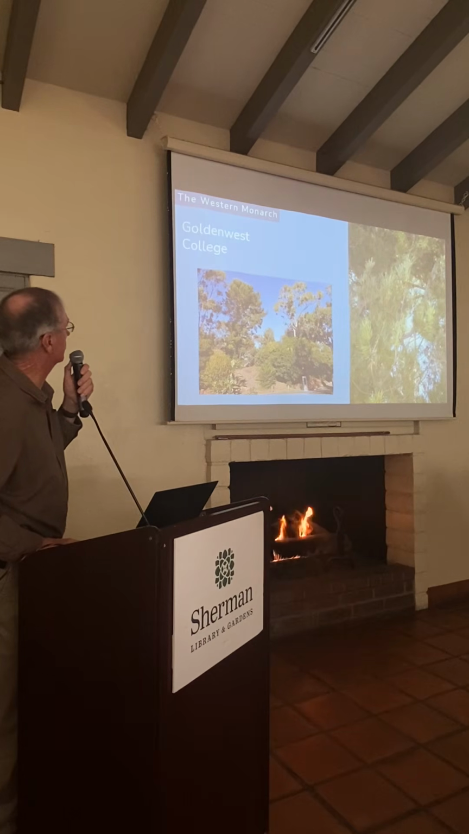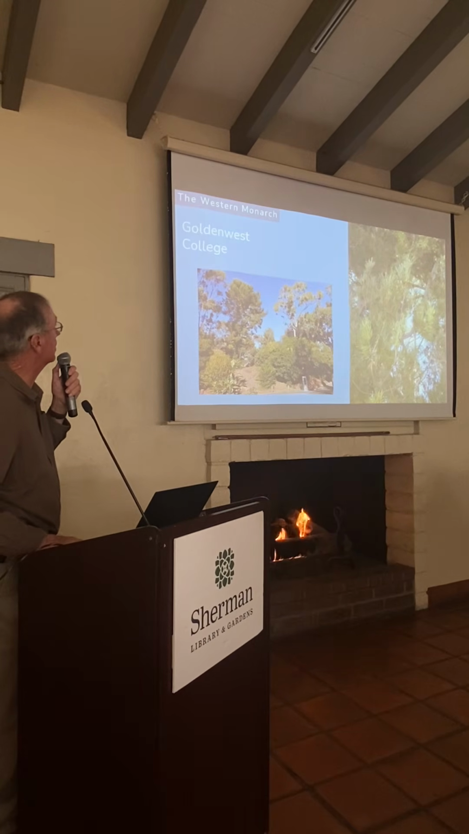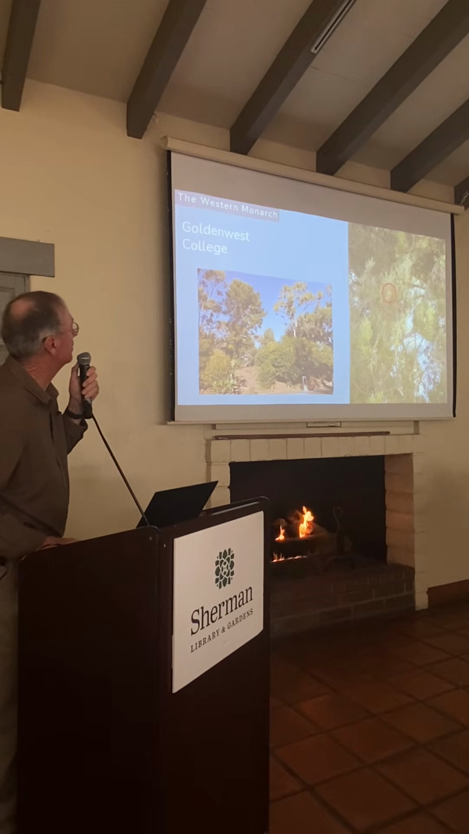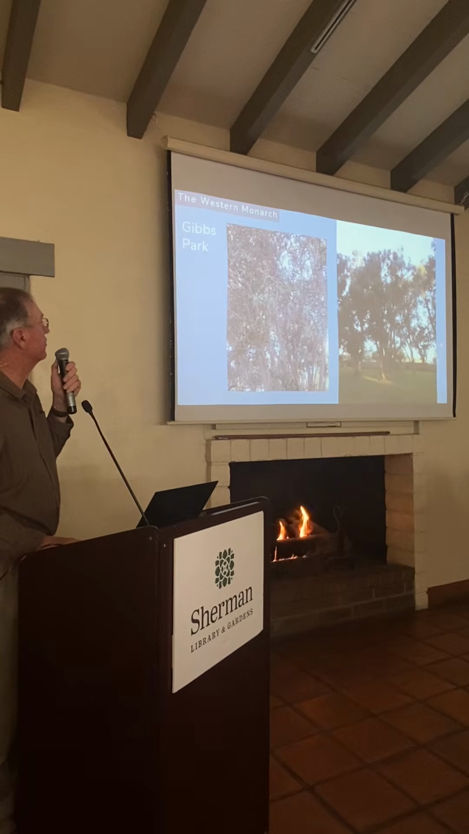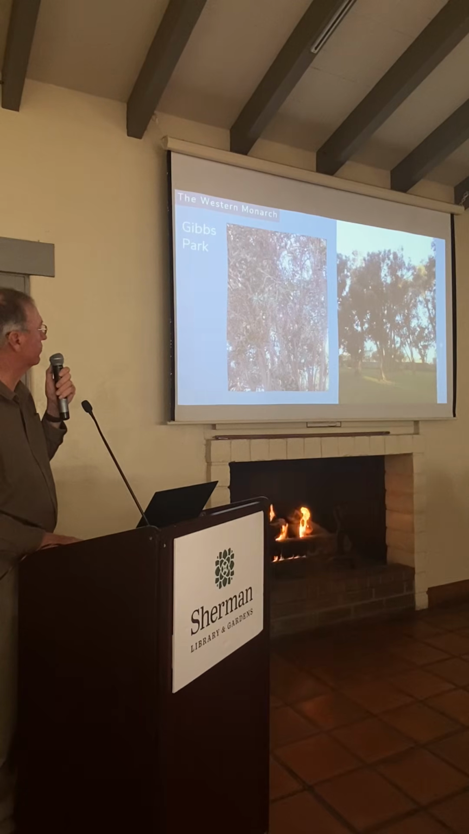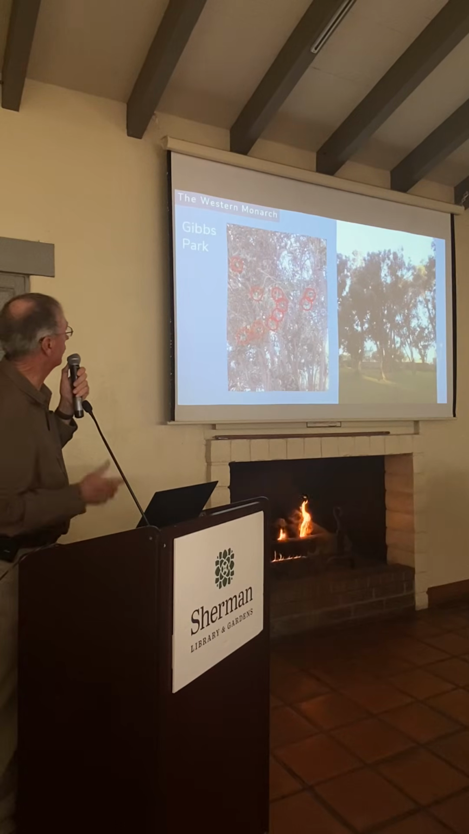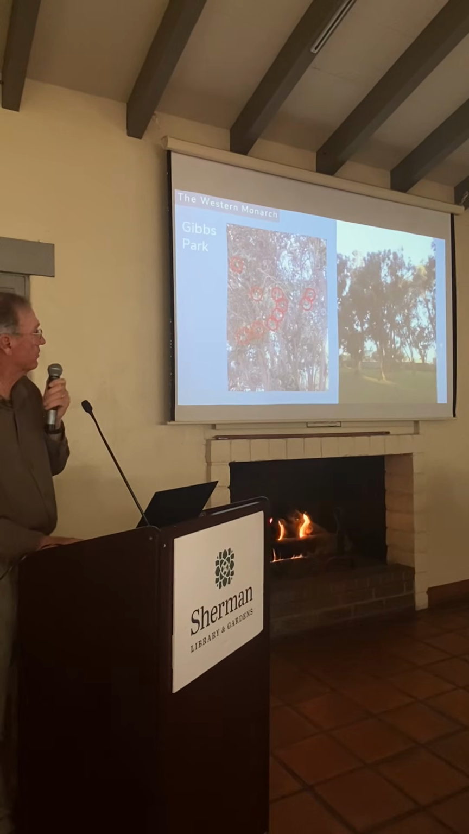There's another site, Golden West College, and there's a monarch there. And here's what used to be a very, very famous park, a grove in Huntington Beach called the Gibbs Grove or Gibbs Park. It used to host a lot of monarchs. It has a few now. They're hard to see there, but there's some monarchs up in the eucalyptus.